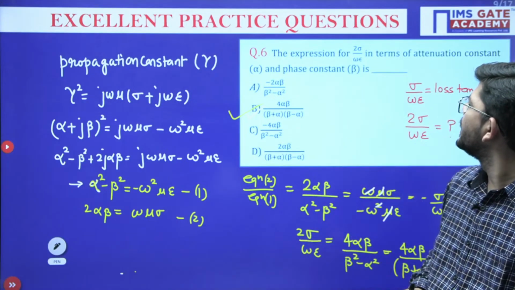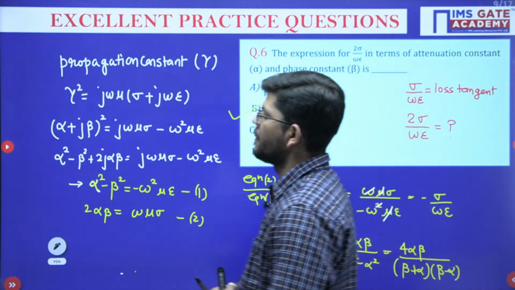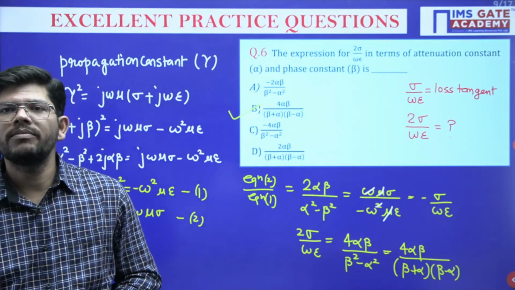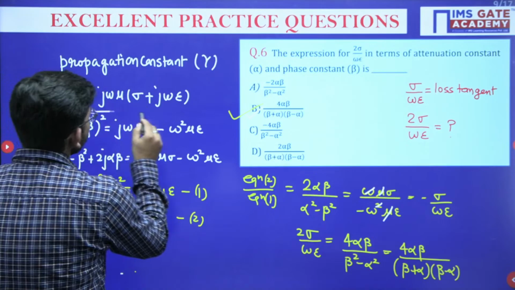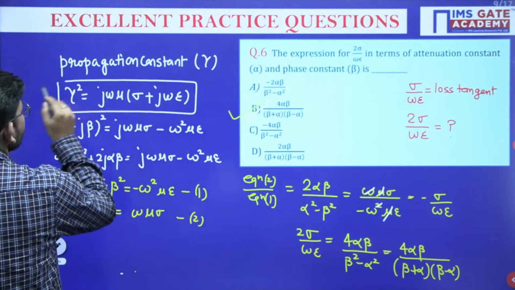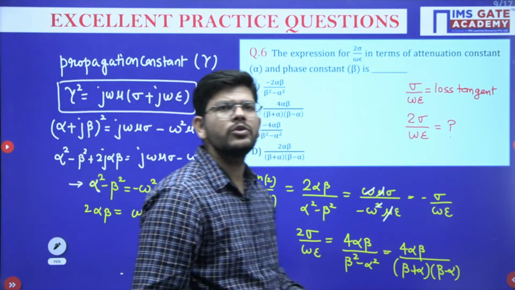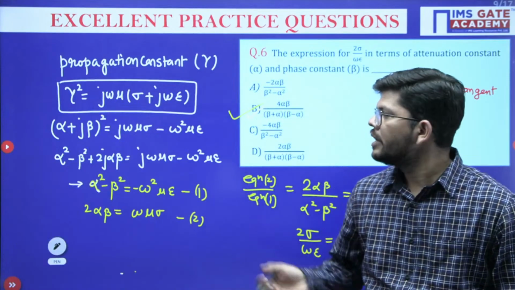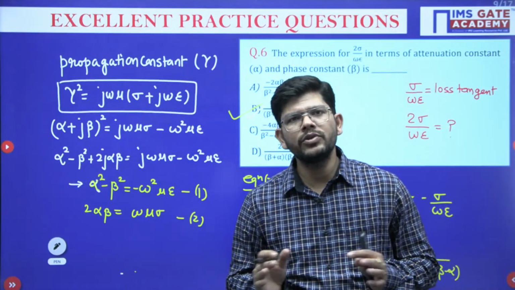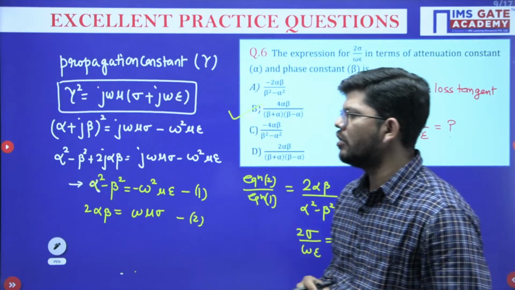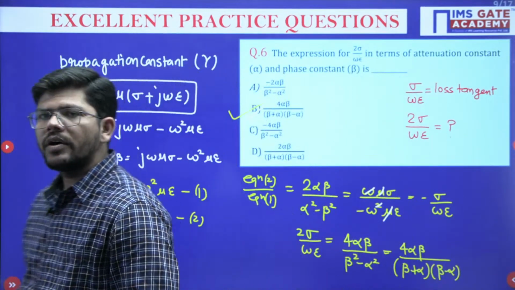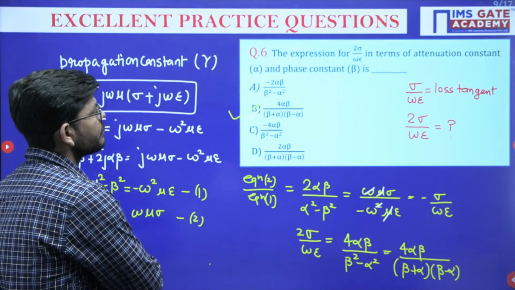We have to write this factor in terms of alpha and beta. Okay, so this is a very important equation. Through this you can derive all the cases. Actually, this is an equation from where all the cases have been derived. So if you can remember this, you can solve any question very easily. Okay, so let me move to the next question.